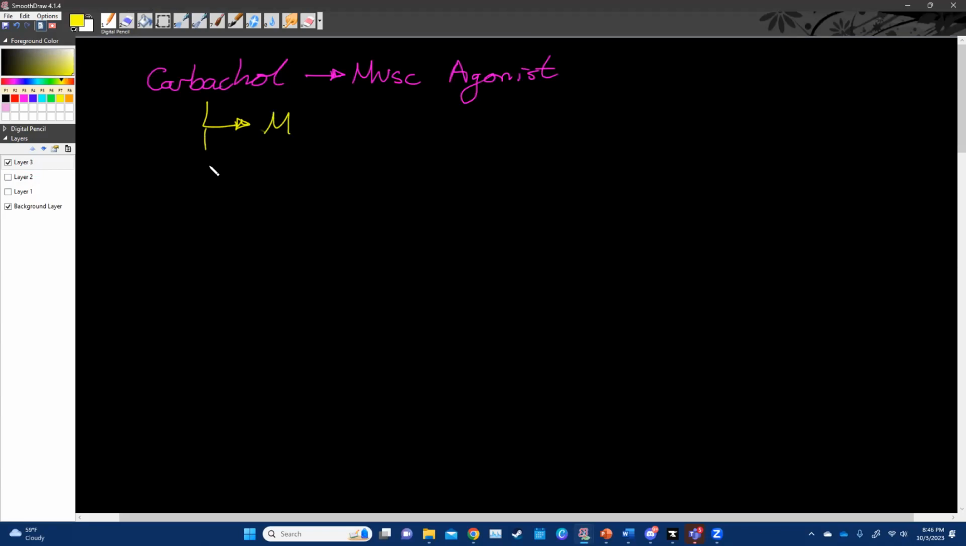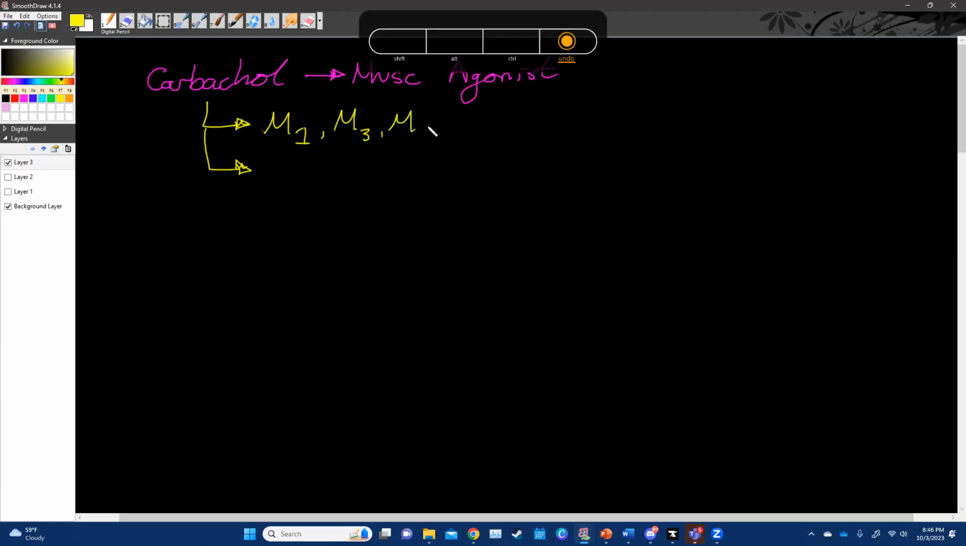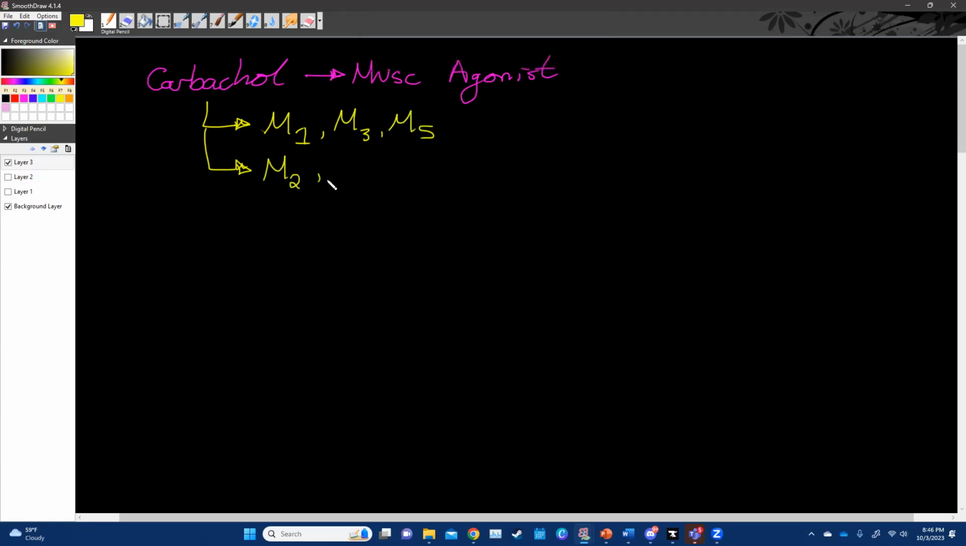Exactly. Carbachol is going to affect all of the muscarinic receptors. Even though we group them evens and odds, the agonists don't care. They go to all of them. We don't have specific drugs that only go to one receptor. So what that means is that you're going to end up with the effect profile of M1, 3, and 5, and the effect profile of M2 and 4.